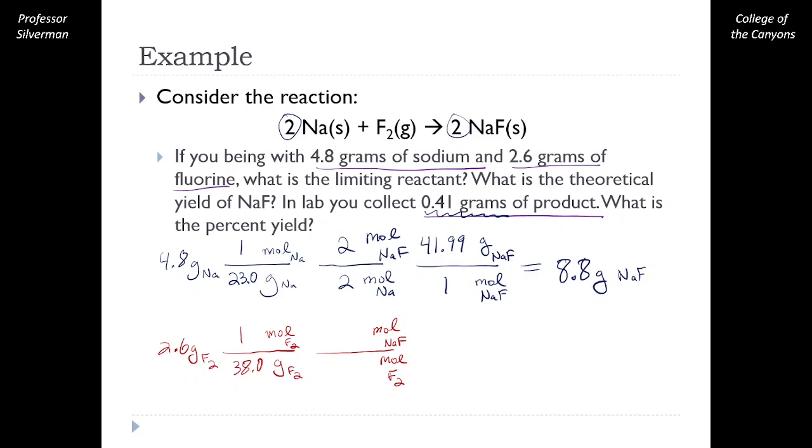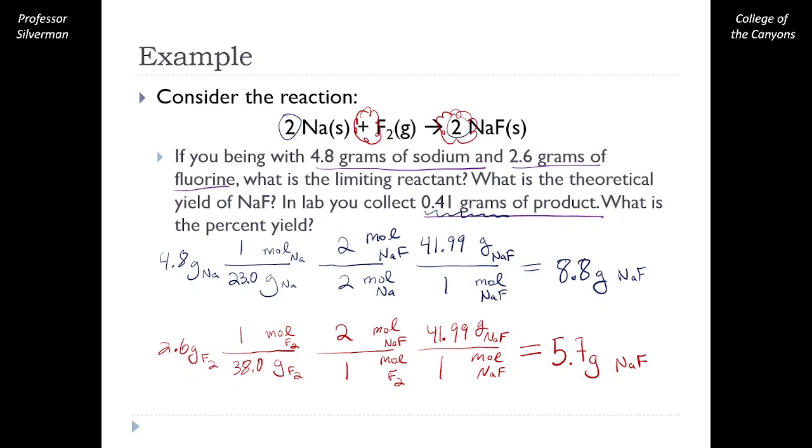This time, our ratio is a little bit different. Using the reaction, 1 of our F2s can create 2 of our sodium fluorides. The last step here looks the same, converting from moles of sodium fluoride into grams sodium fluoride. What we see is that based on our F2, we can create 5.7 grams of our product.